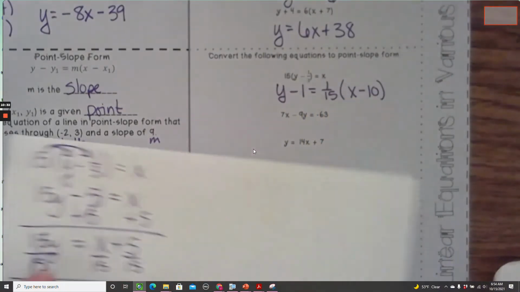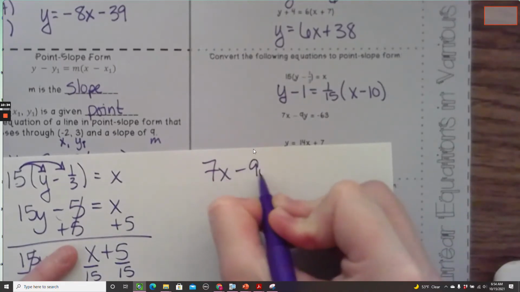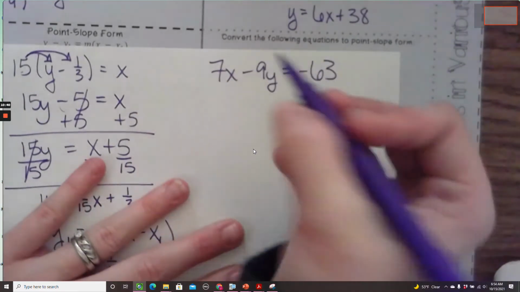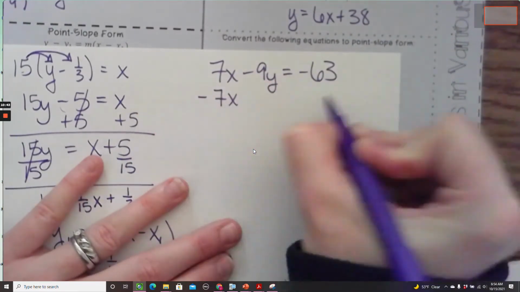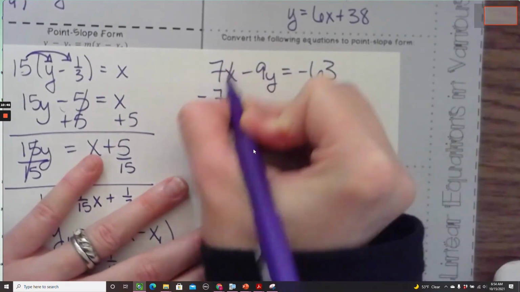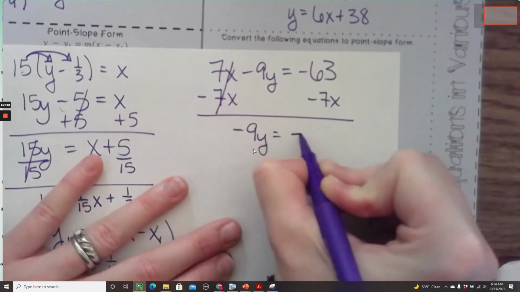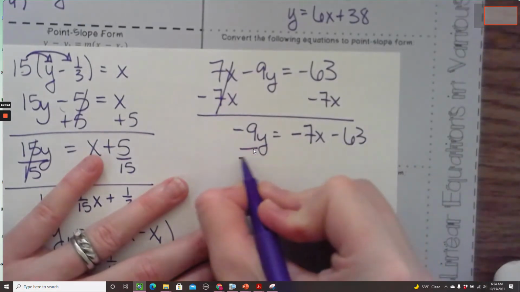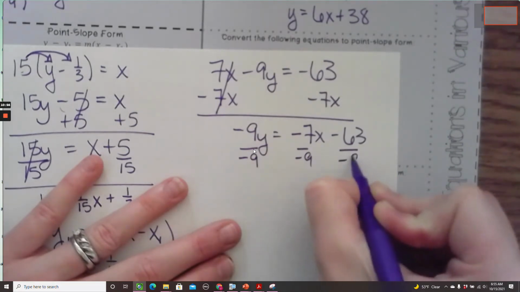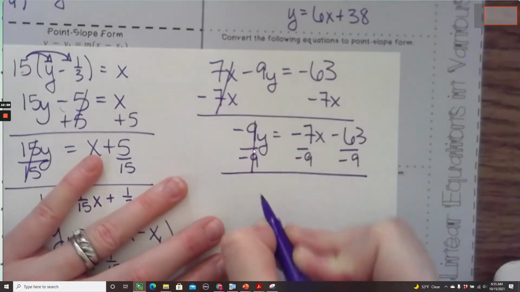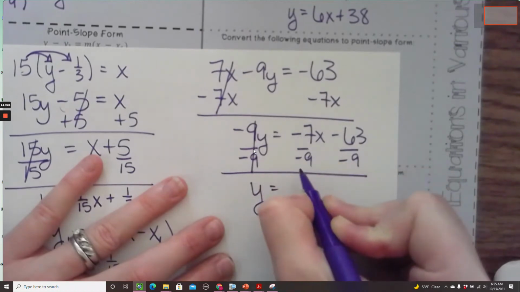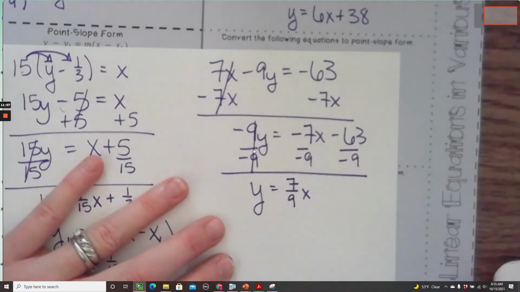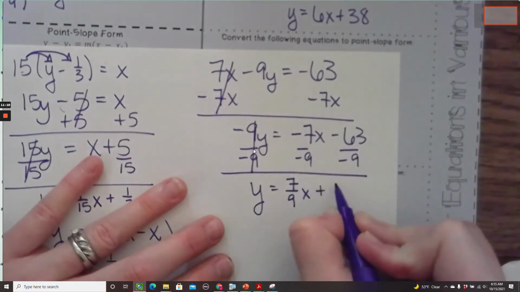All right, the next one we have is 7x minus 9y equals negative 63. So this is an equation written in standard form. So first thing I'm going to do is move the x. These cancel. Negative 7x minus 63. Then I'm going to divide both sides by this negative 9. So the 9's cancel. I'm left with a y. Negative 7 over a negative 9 simplifies to just a positive 7/9. And then negative 63 divided by a negative 9 is a positive 7.